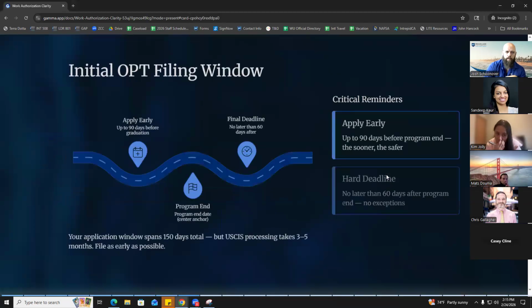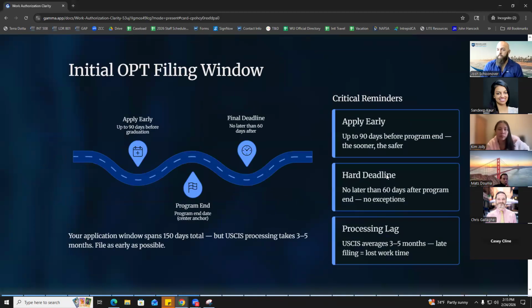So yeah, getting into the timeline now. There's very specific timelines for applying for OPT. You can apply as early as 90 days before you graduate. You can apply as late as the end of your grace period. So you effectively have a 150-day period to apply for OPT.